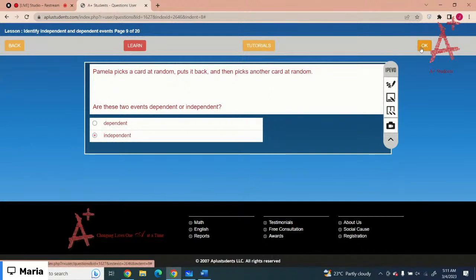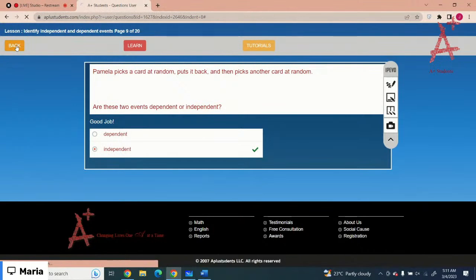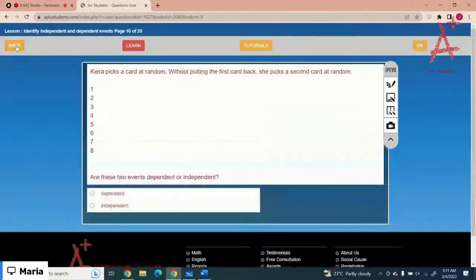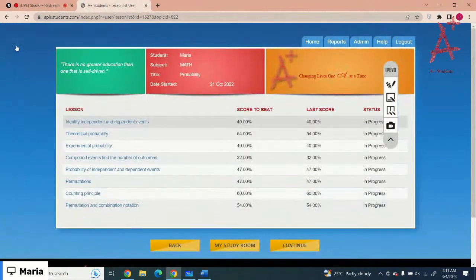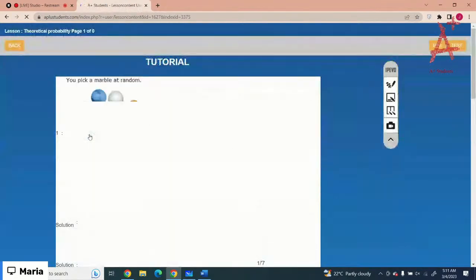You can complete the test by yourself later today. If you need more help with the lesson, you can contact any tutor on Skype. They are available from Monday to Friday, 5 to 9. Got it? Let's start with the next lesson, that is theoretical probability.